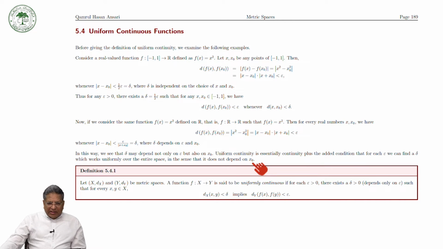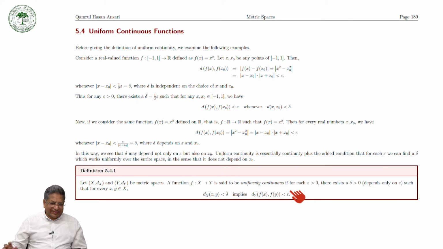So a function f from a metric space X to a metric space Y is said to be uniformly continuous if for every epsilon positive there exists a delta positive, where delta depends on epsilon only, not on the points x and y, such that for every x and y in X, the distance between x and y less than delta implies that the distance between f of x and f of y is less than epsilon.